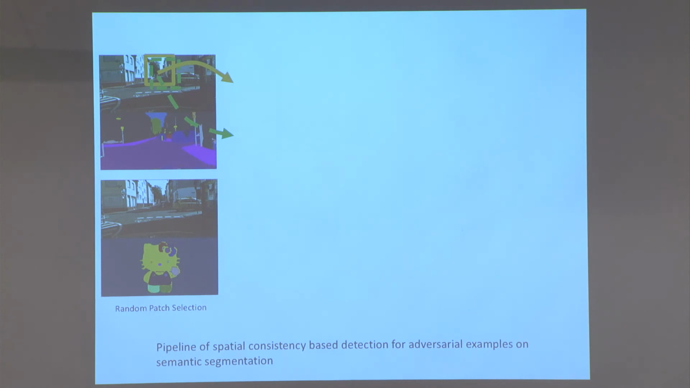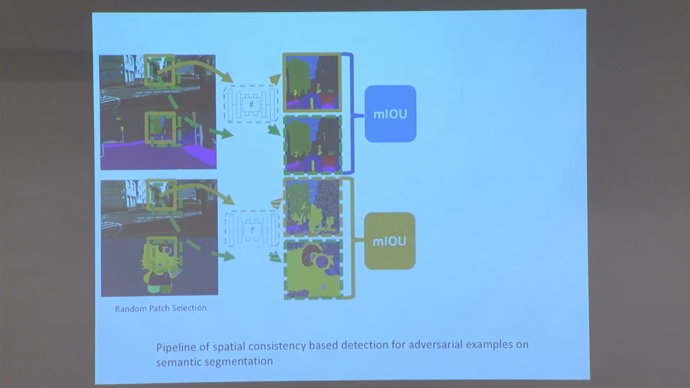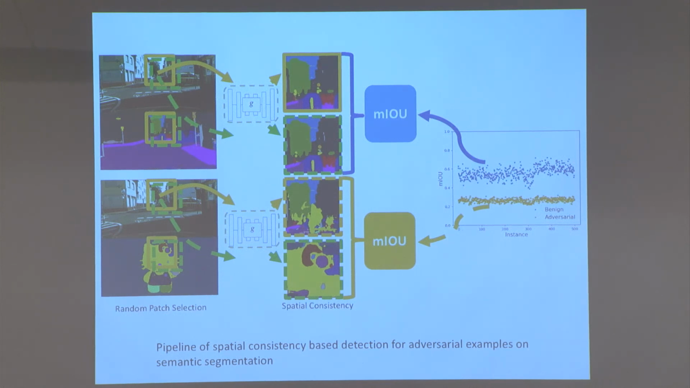So as we mentioned, the spatial consistency was broken by the adversarial perturbation. What you can do is leverage the spatial consistency: given an image, you can generate two crops with overlaps. Then you can throw these two overlapped crops into a segmentation model and get the segmentation out from this model. If it is benign, the overlapped region will have very consistent results in terms of, for example, MIoU, because you are doing the segmentation task.